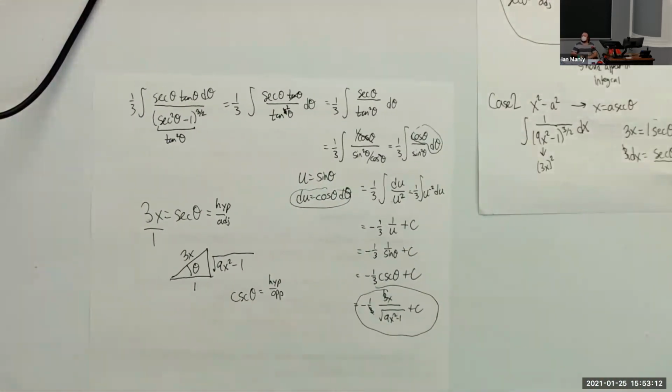So Trig Sub kind of goes the same way no matter which substitution you're using. You use the substitution, you can't forget the differential, you turn it into a trig integral, you do the trig integral, and then you use the triangle to turn everything back into x's. So don't worry if this seems kind of hard. It definitely is hard. It's definitely one of the harder integration techniques.